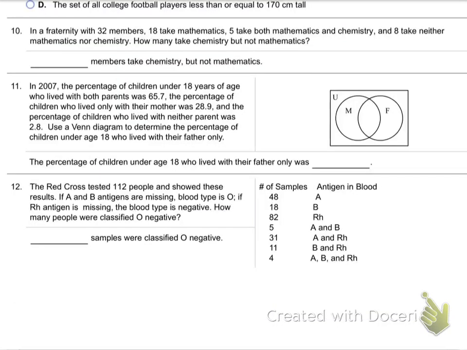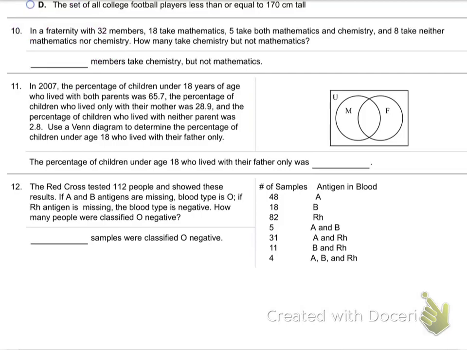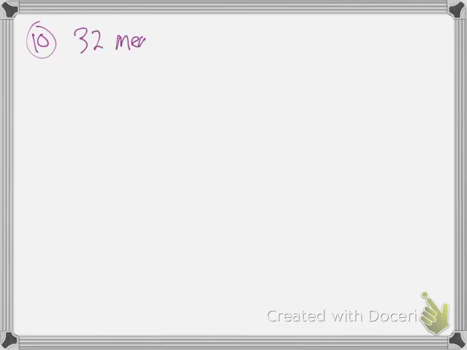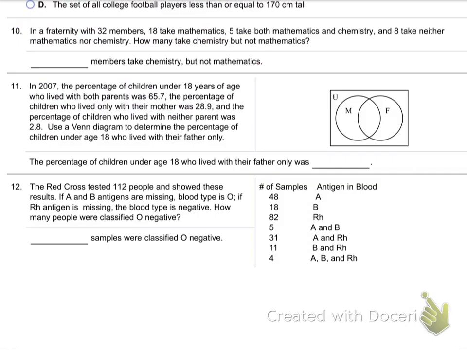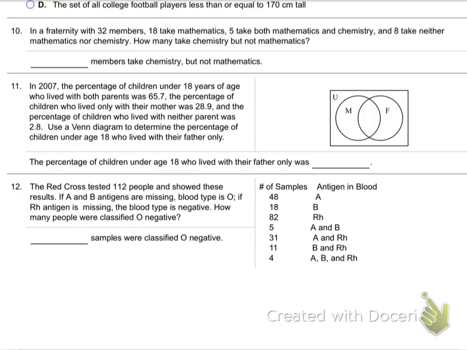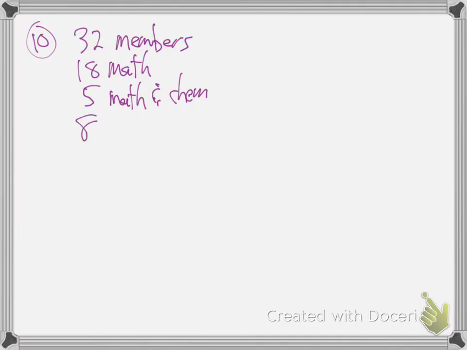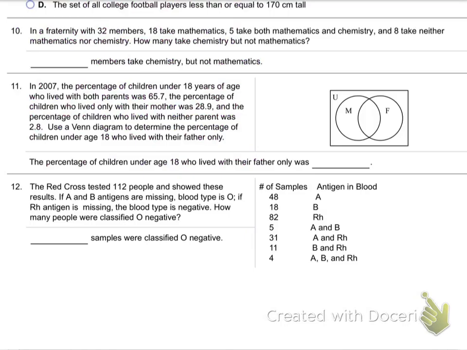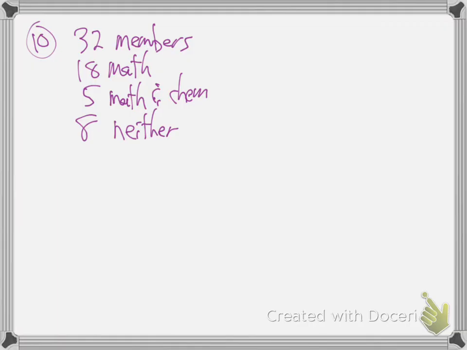I know there's not 10. Fraternity, 30. Let me just write it out for you. There are 32 members of some fraternity. 18 take math, 5 take both math and chemistry, and 8 take neither math nor chemistry. The question is, how many take chem but not math?